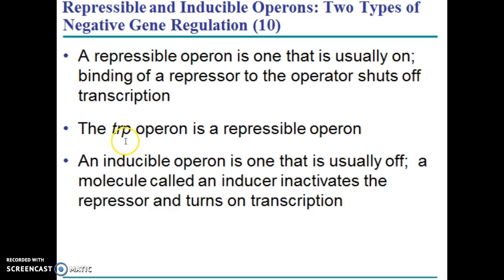The trp operon happens to be one that is repressible, and we saw that in the previous slide, where it's on, and then when it produces enough tryptophan, that co-repressor, it will bind to the repressor, and then it will turn off the operon. So to complete our response to number 10, it's asking for some examples of each. The trp operon is a repressible one, and the LAC operon, L-A-C, is an inducible one, which we'll be talking about quite shortly. That's actually number 11 on your reading outline.